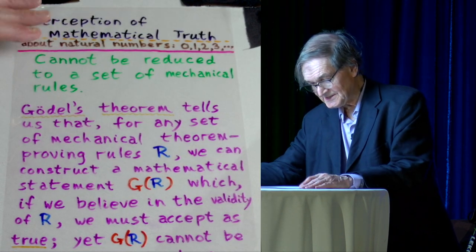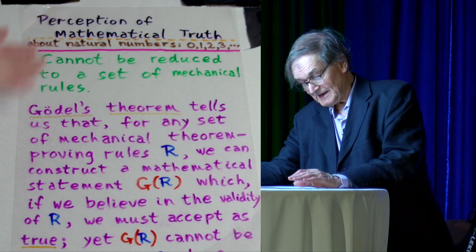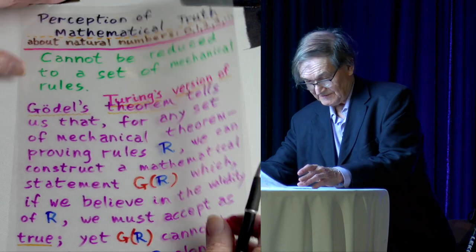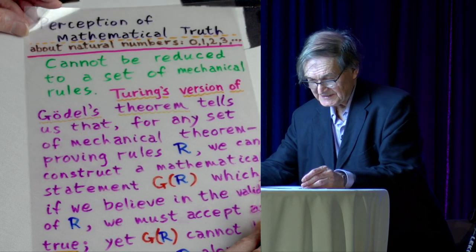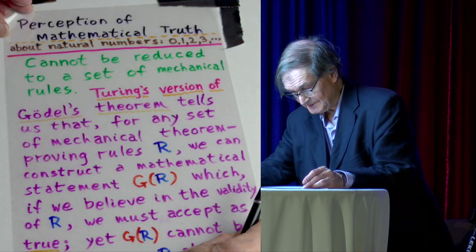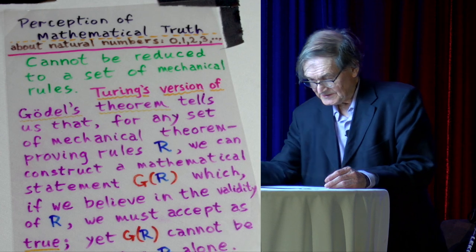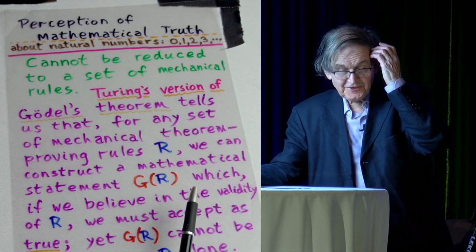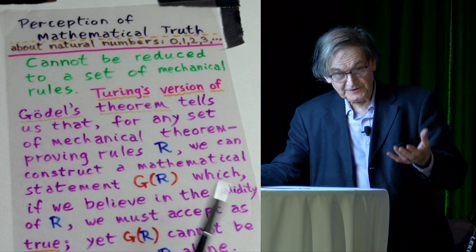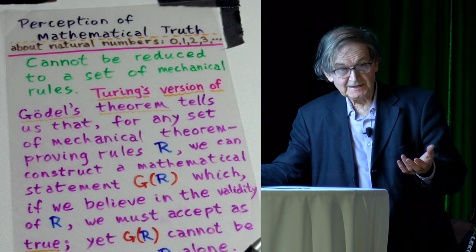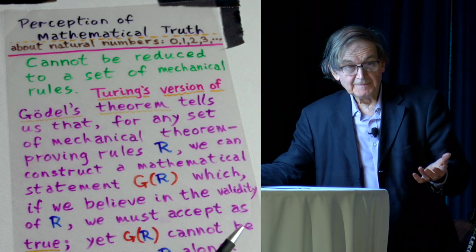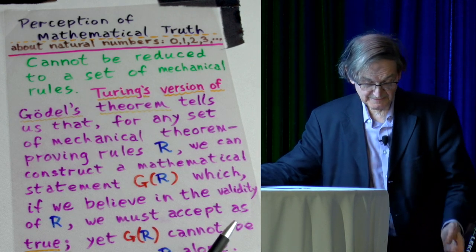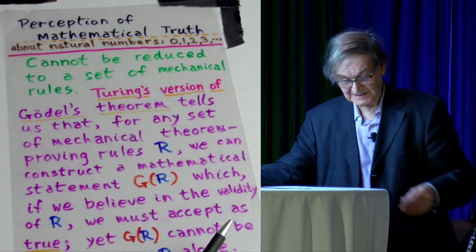Now, this is more or less a version of Gödel's theorem, but it's Turing's version of Gödel's theorem. And I'm going to say it just in words, in a quite simple way, but you can see the power of it. Now, I'm interested, say, in theorems about natural numbers. A theorem could be that if you add two even numbers together, you get another even number. That would be a theorem, and you can prove that using some basic axioms.